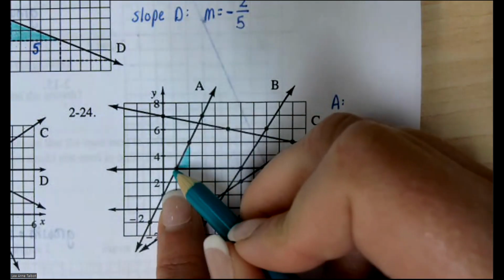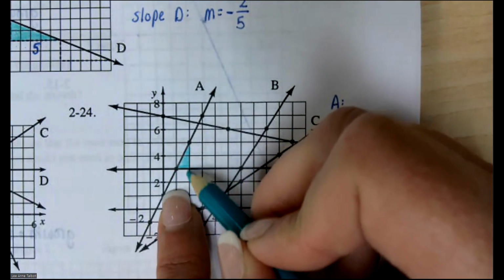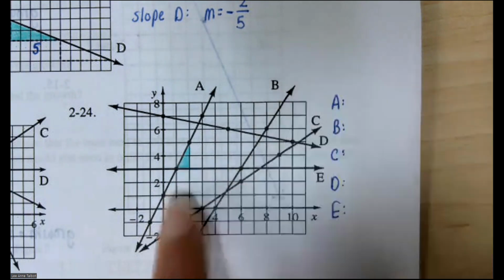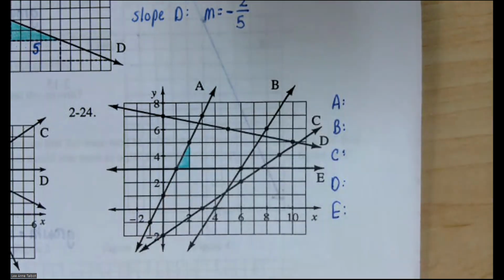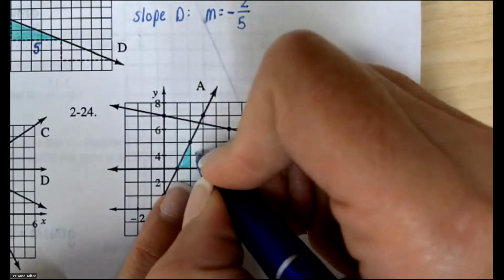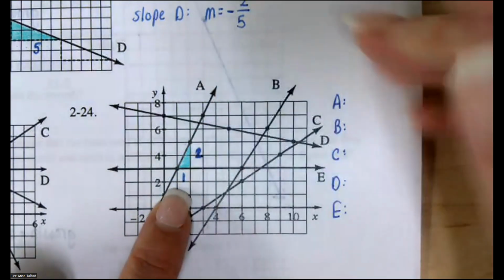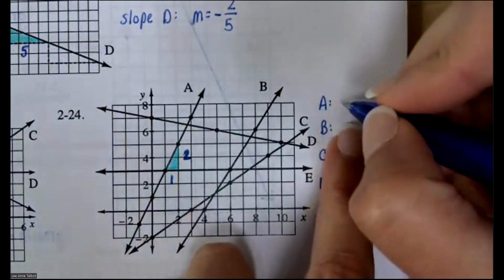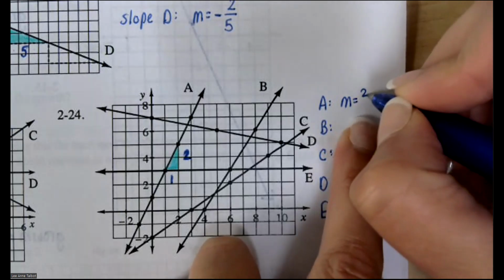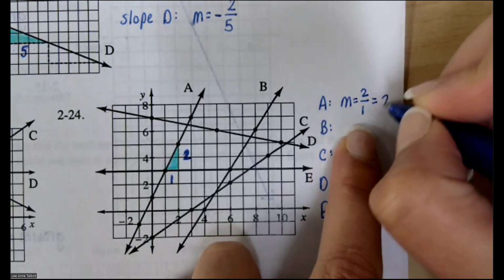So you see how they have a coordinate here and a coordinate here? Go straight down and straight over to make your slope triangle. Now here's my question. Does it matter which 2 coordinates I choose? No, because the height and the base are going to be the same no matter which ones you choose. Okay, so the height is 2. The base is 1. So we say m equals 2/1, which is 2.